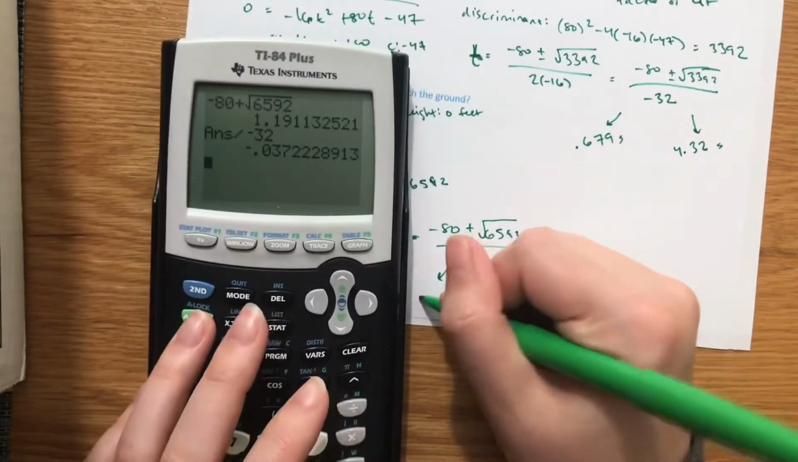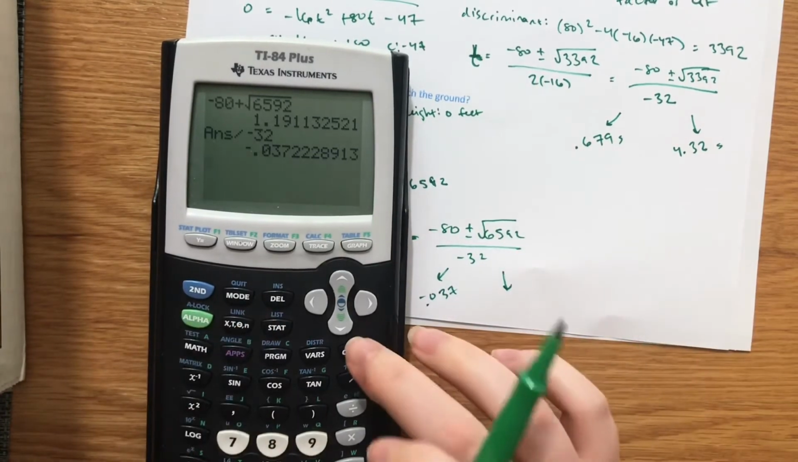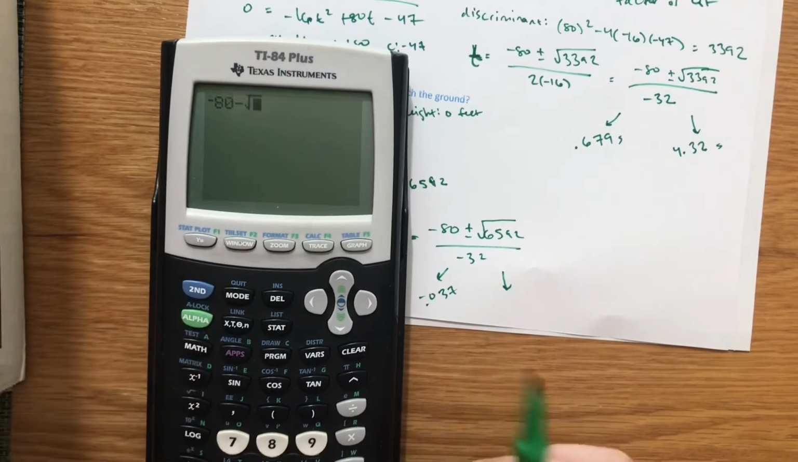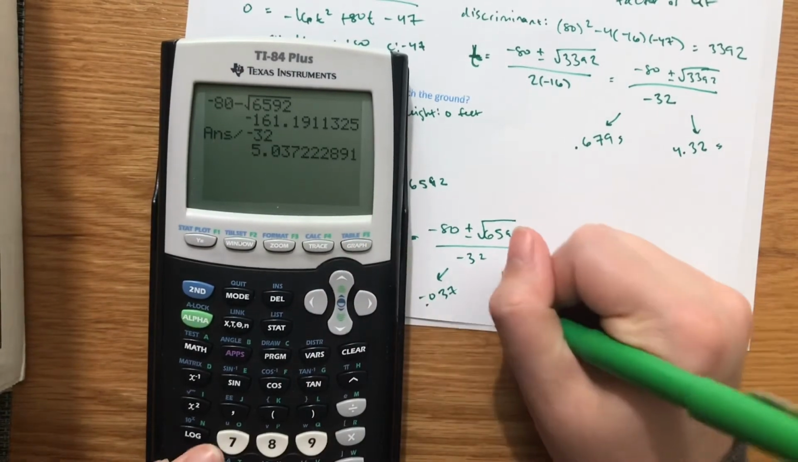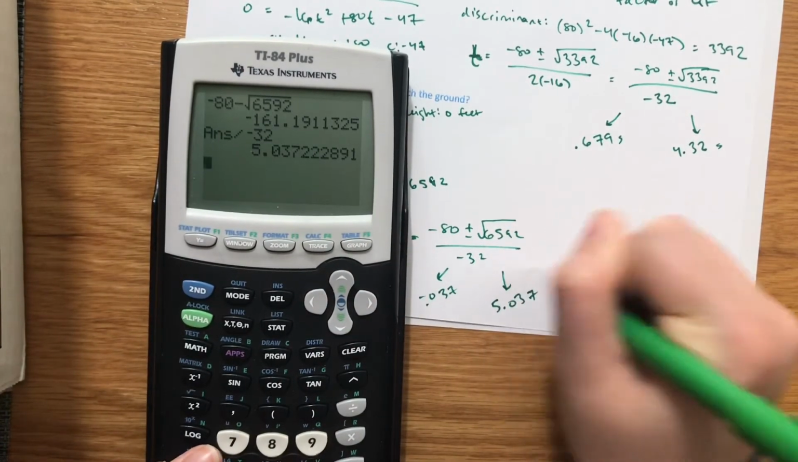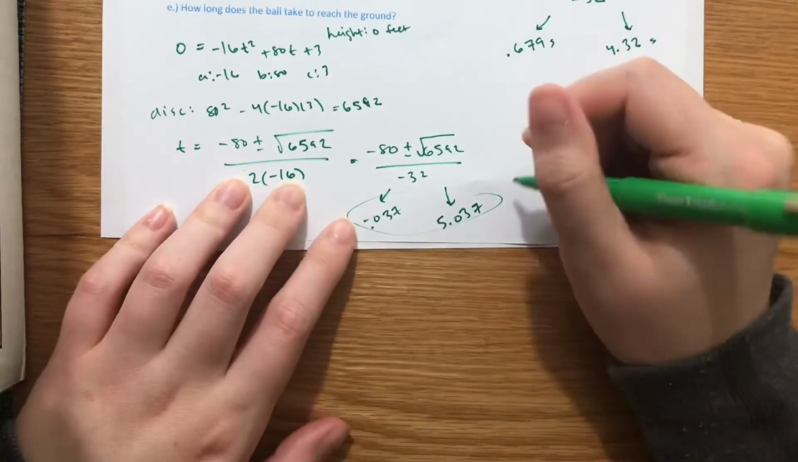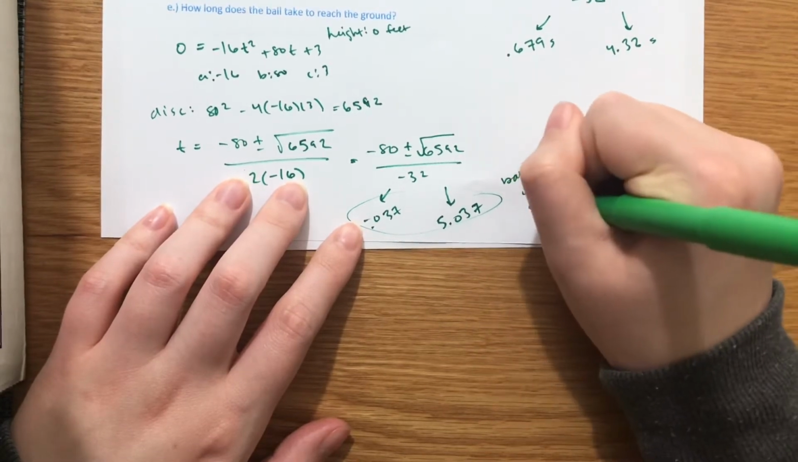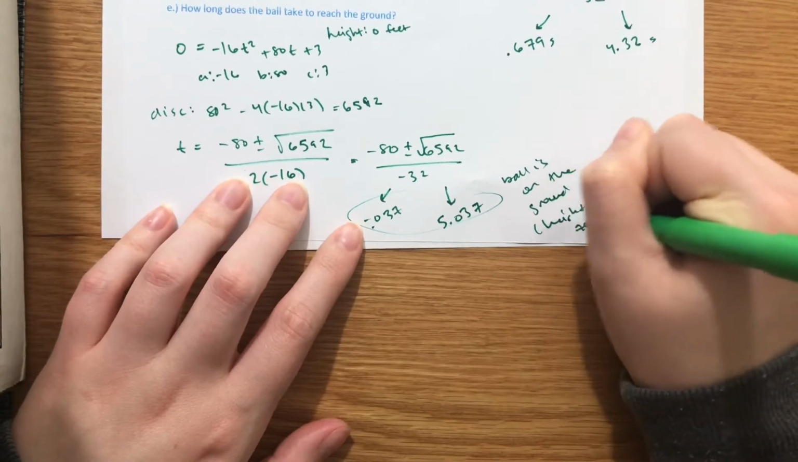is negative 0.037. When we subtract, negative 80 minus the square root of 6592 divided by negative 32 is 5.037. So these are the 2 times when the ball is on the ground. Height is 0.